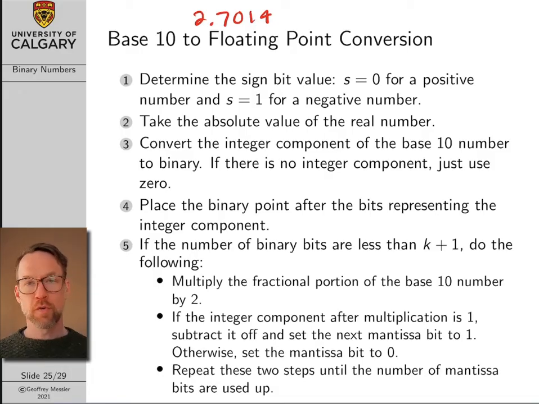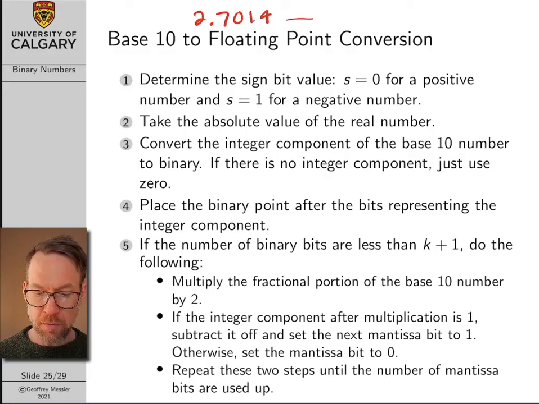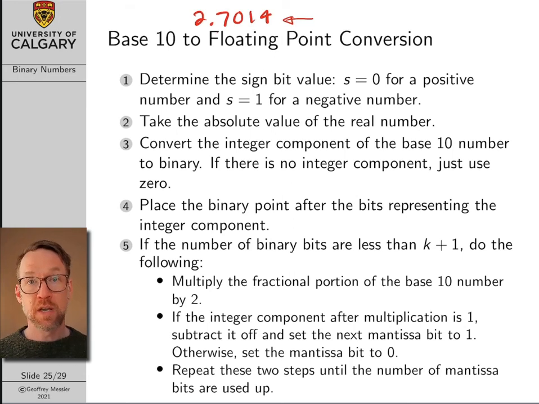The first group of steps that we're going to go through involve determining the mantissa. Our number potentially, and in this case it does, has an integer component and a fractional component. So the integer component is 2 and the fractional component is 0.7014. The first step in determining our mantissa is just to represent the integer component of our number in binary.